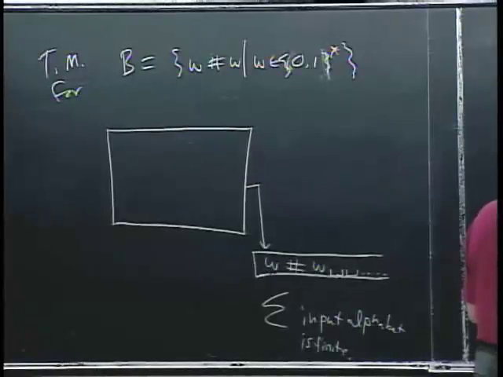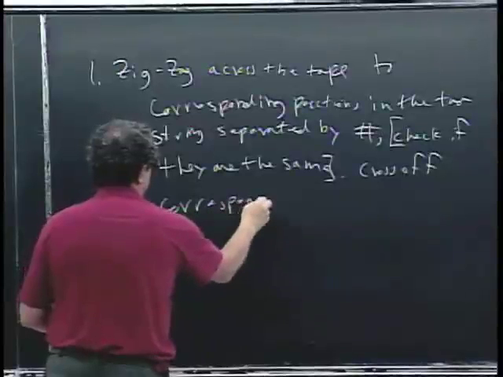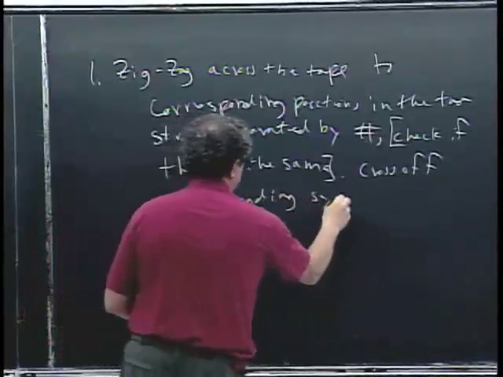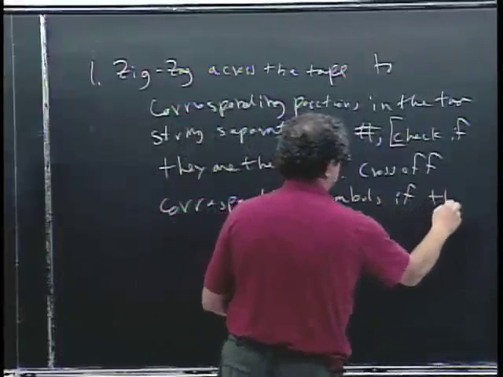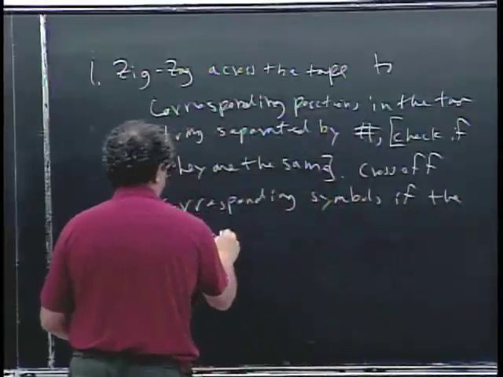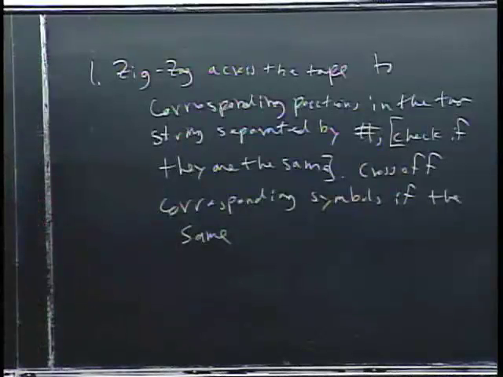And then we're going to cross off corresponding symbols if they are the same. Well, what does cross off mean? Cross off means we're going to overwrite those symbols with a symbol that's not in the input alphabet. So we have a tape alphabet, which is actually different than the input alphabet. That's the tape alphabet.